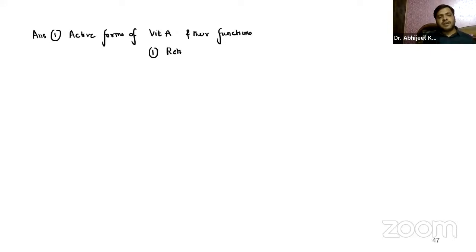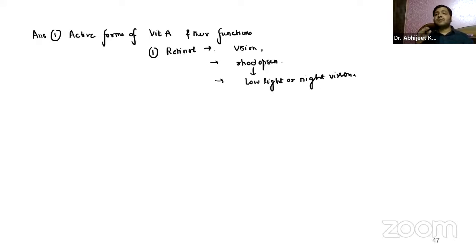First one, you have to remember retinol, right? So retinol basically is the active form of vitamin A, and remember it is involved in vision, particularly in the formation of a pigment called rhodopsin. You already know it is a pigment in the retina that is crucial for low light, or we also call it the night vision, right? It also plays a role in cellular differentiation and immune function, okay?